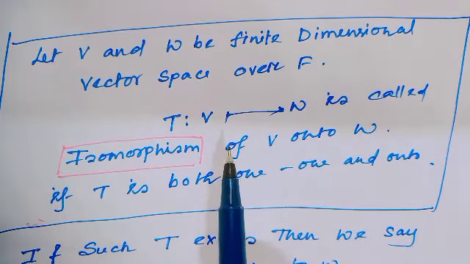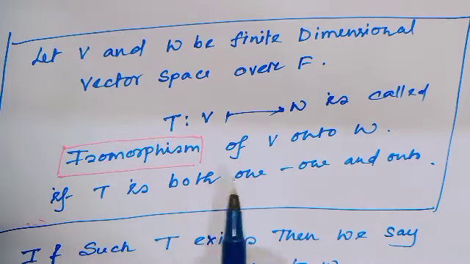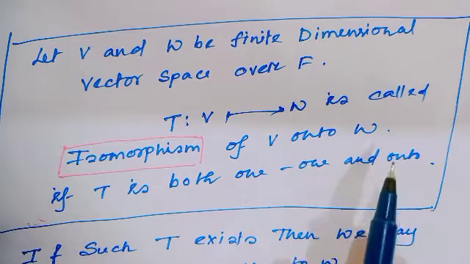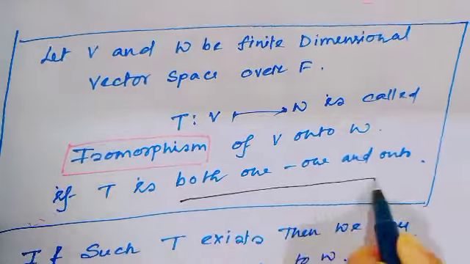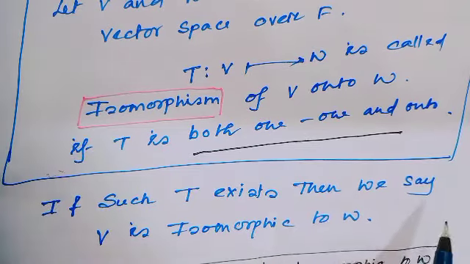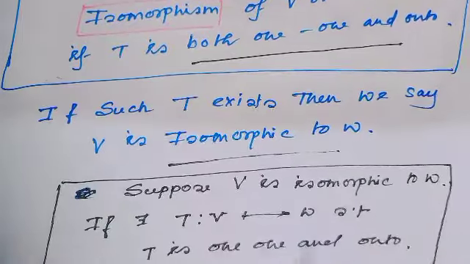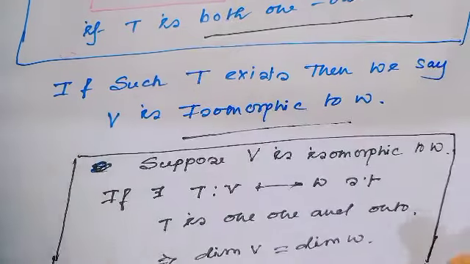Then the transformation T which is mapped from V to W is called an isomorphism of V onto W if T is both one-one and onto. If such a T exists, then we can say V is isomorphic to W.